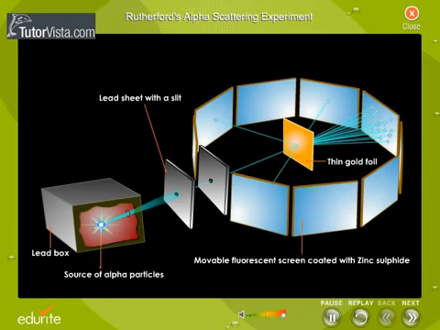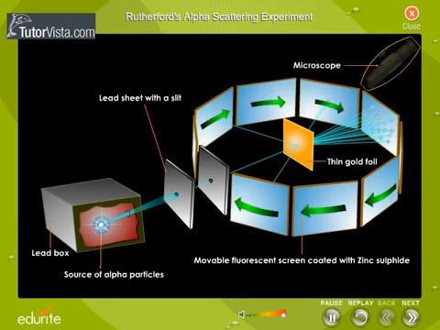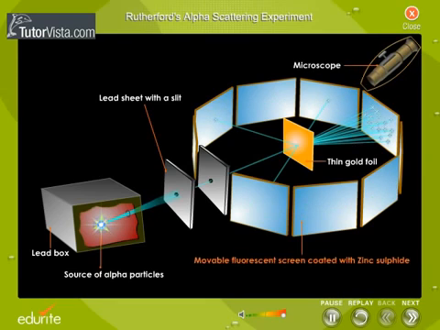The scattered alpha particles were detected using a rotatable detector, which has a microscope and a screen coated with zinc sulfide. The whole experimental setup was placed in an evacuated chamber to prevent scattering by the air molecules. These striking particles caused scintillations on the screen.